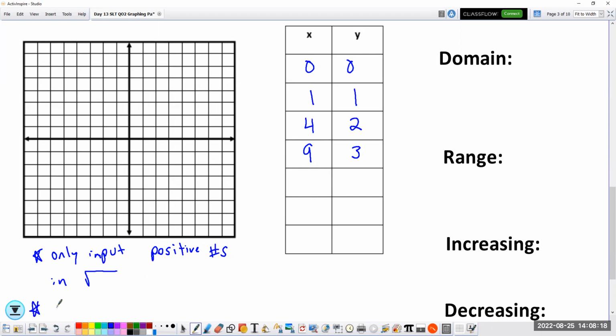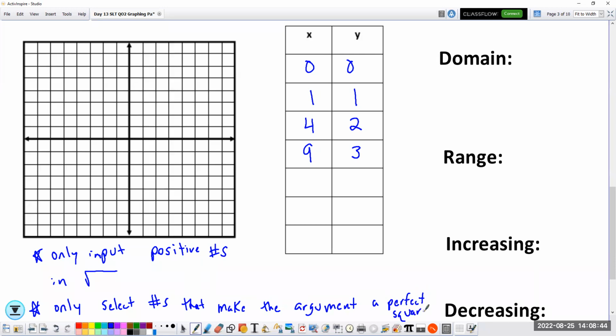Also, I'm going to make a note to only select numbers that make the argument a perfect square. Remember, a perfect square is like 1, 4, 9, 16, 25.